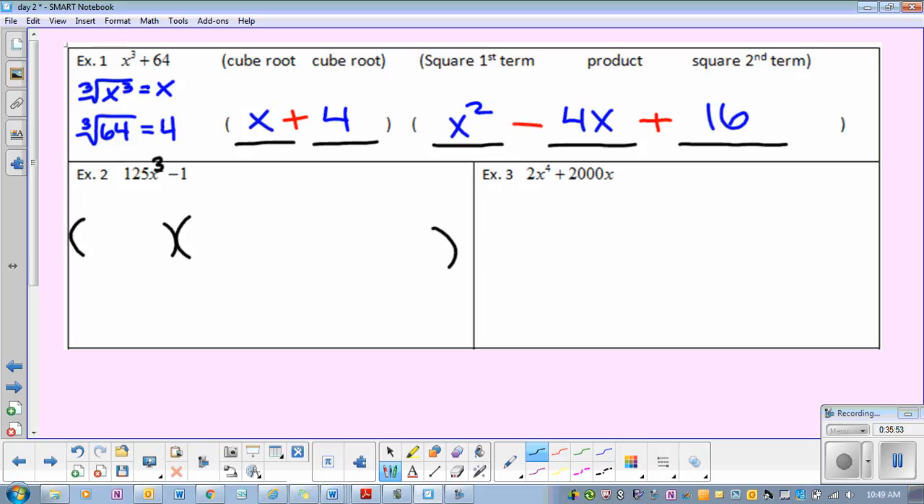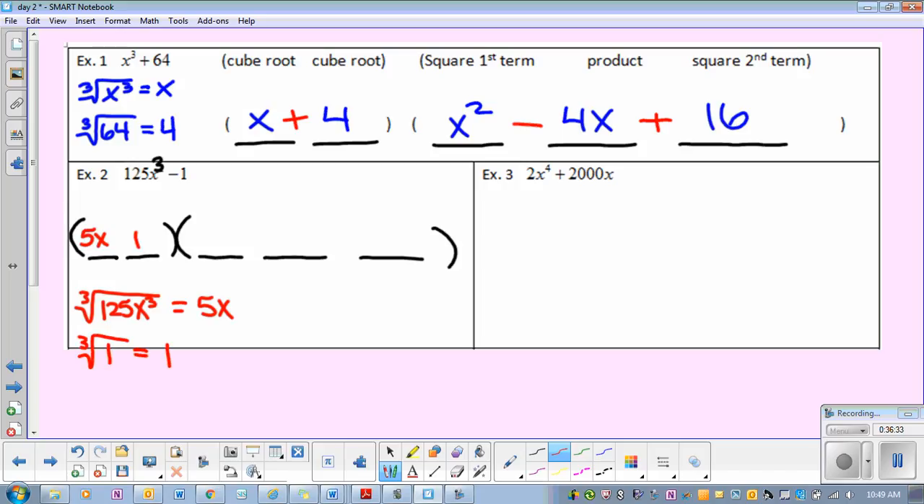Because I'm getting familiar with my perfect cubes, I know that these are all perfect cubes. What's the cube root of 125x cubed? There's a number with that x. Good. The cube root of 125 is 5. The cube root of x cubed is x. So in this first space, you have to put 5x. Don't separate the 5 and the x. Keep them together. Look at the second guy. What's the cube root of 1? 1. 1 goes there. Yeah?